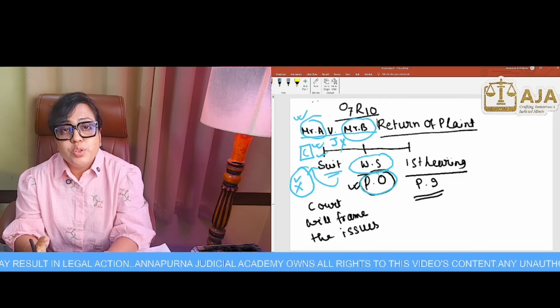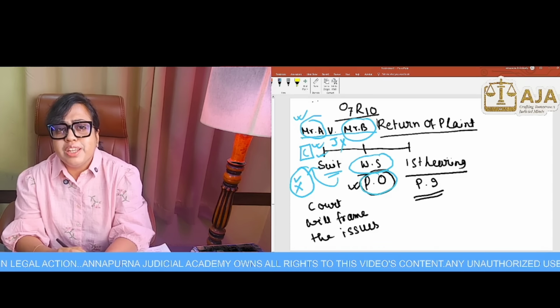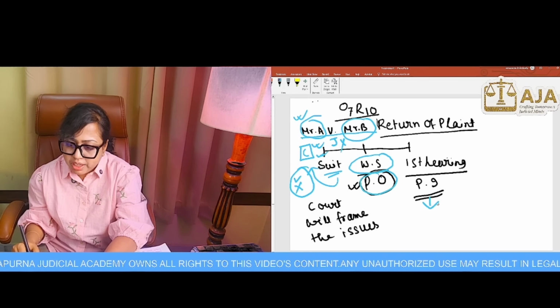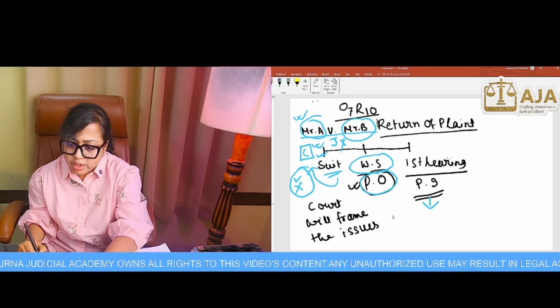So, what will be the preliminary issue? The preliminary issue will be whether this court has the jurisdiction to try this suit.